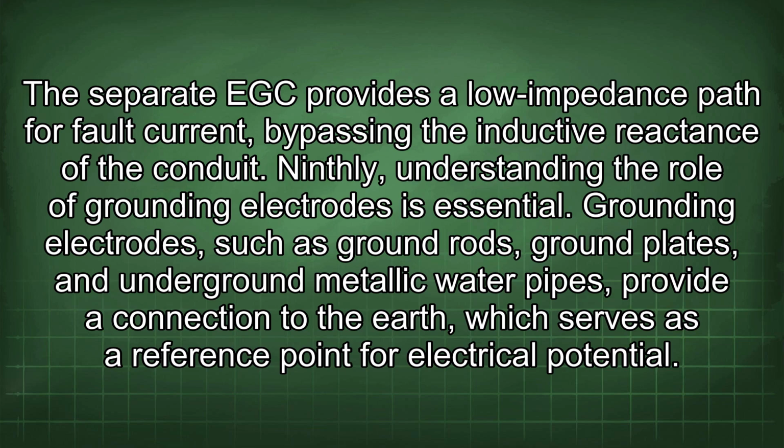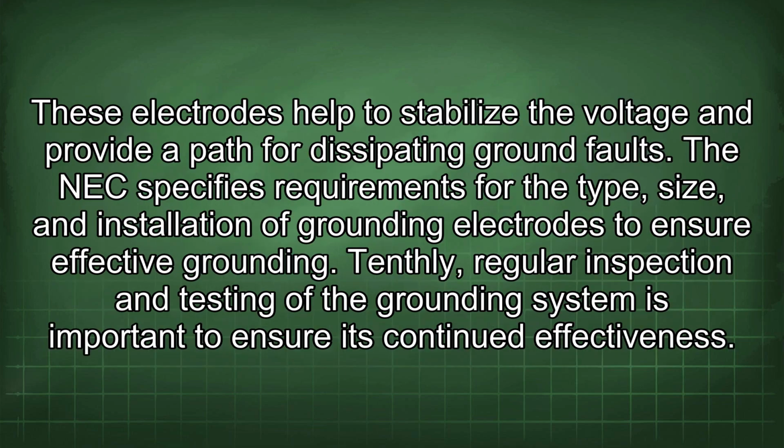Ninthly, understanding the role of grounding electrodes is essential. Grounding electrodes such as ground rods, ground plates, and underground metallic water pipes provide a connection to the earth, which serves as a reference point for electrical potential. These electrodes help to stabilize the voltage and provide a path for dissipating ground faults. The NEC specifies requirements for the type, size, and installation of grounding electrodes to ensure effective grounding.